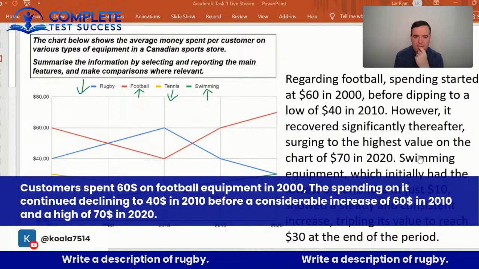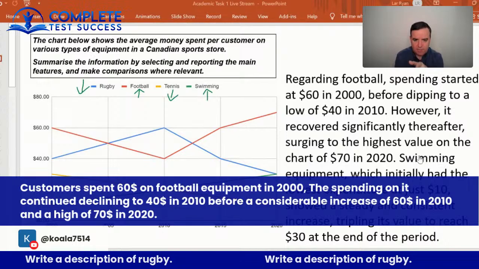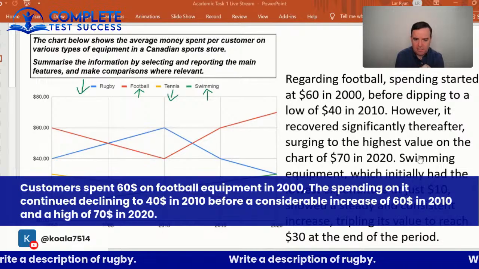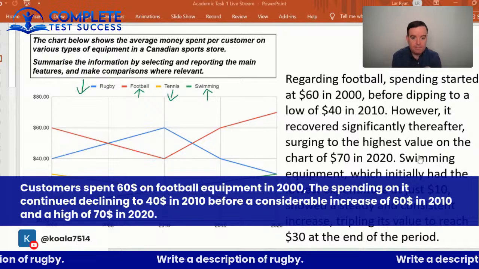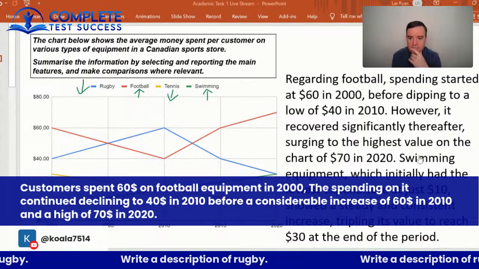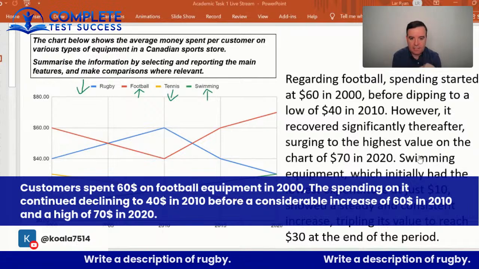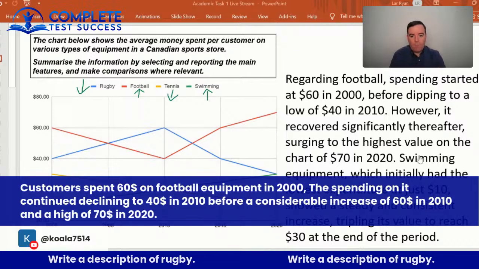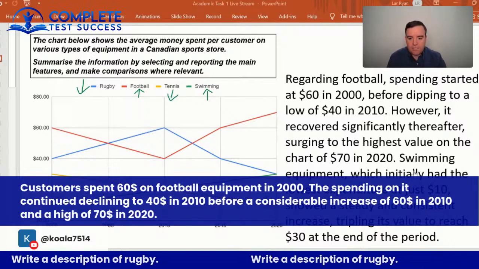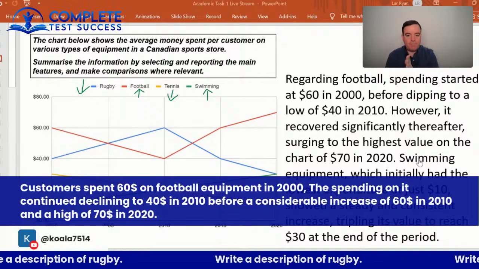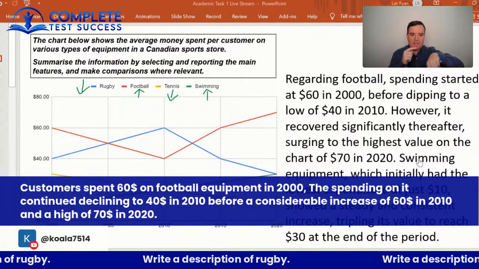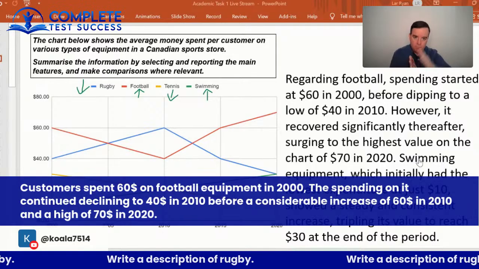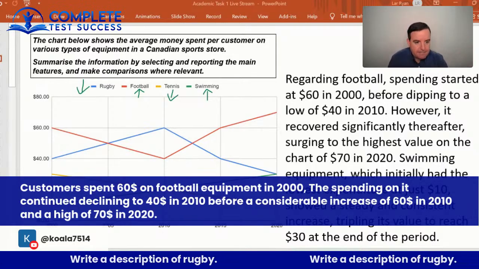What? I'm confused. Before a considerable increase of $60 in 2010 and a high of 70. I'm just confused actually what you've done there. I think maybe you sent it before you were finished writing it. There's a bit of a mix up on that. But you already described $40 in 2010. The next step is what happened in 2020, not looping back to 2010 again or giving a second description. Move forward from there.